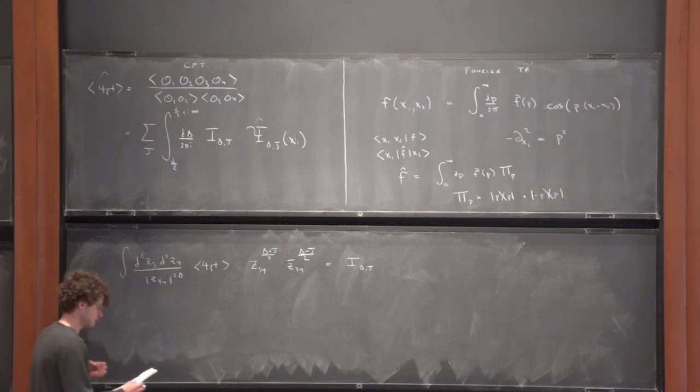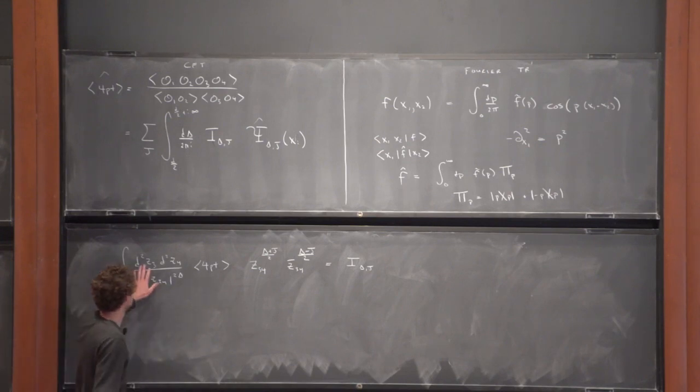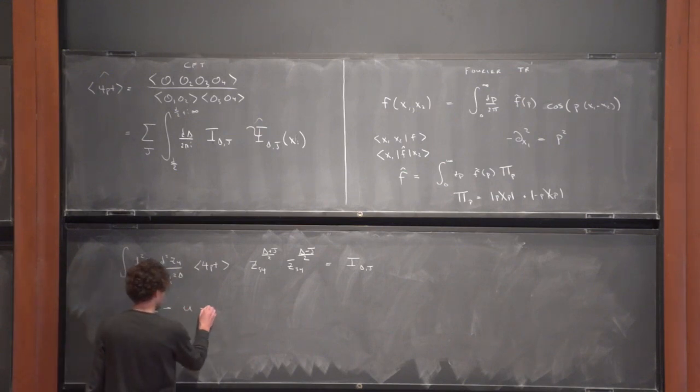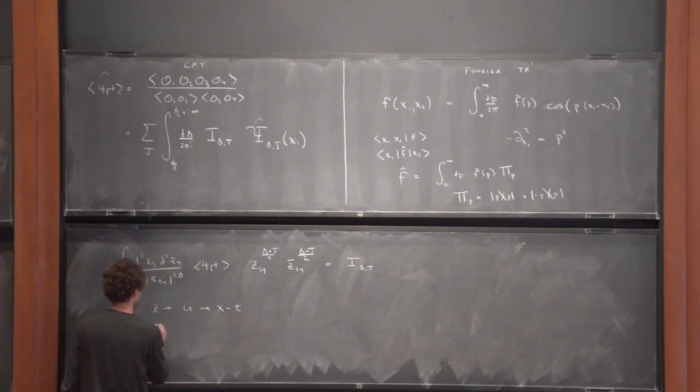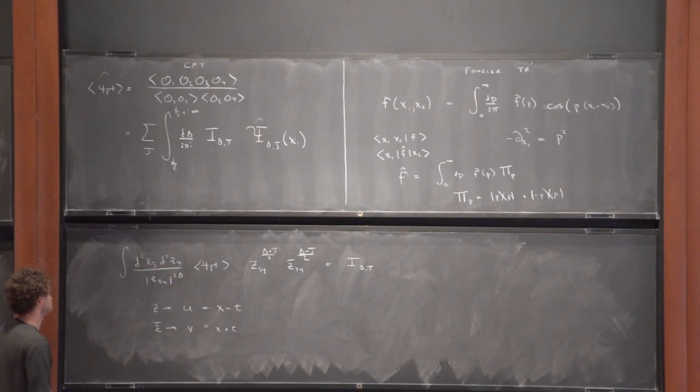We can get a better formula by Wick rotating this integral, by doing the integral over points 3 and 4, not in Euclidean signature, but in Lorentzian signature. So to do that, we take z goes to u, which is x minus t, and z bar goes to v, which is x plus t. So u and v are light cone coordinates in Lorentzian space, and continuing tau to it, we find that z maps to u and z bar maps to v.